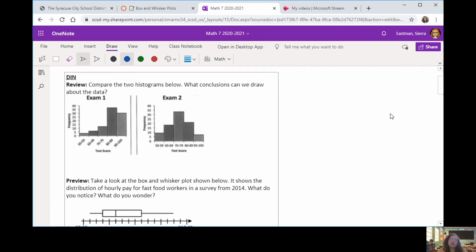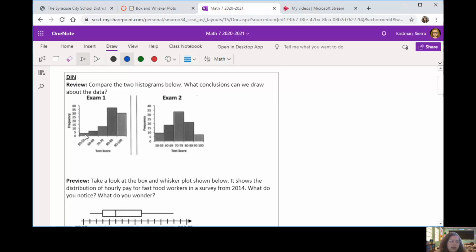Alrighty, hopefully you were able to pause the video and write some things down about these two histograms. Looks like we have some test scores from one exam versus test scores from exam 2 of a class. So maybe they take the first test and they did bad and they do better on exam 2, or maybe it's the opposite way. That's our job to figure out. So we can try to estimate our median, just like we did yesterday, by looking at our frequencies here, trying to figure out where that middle value would be.